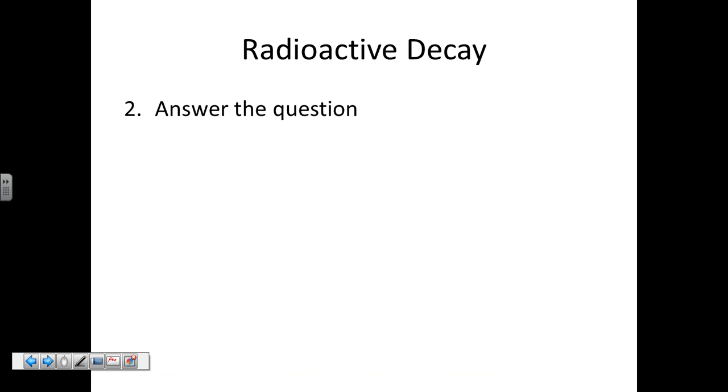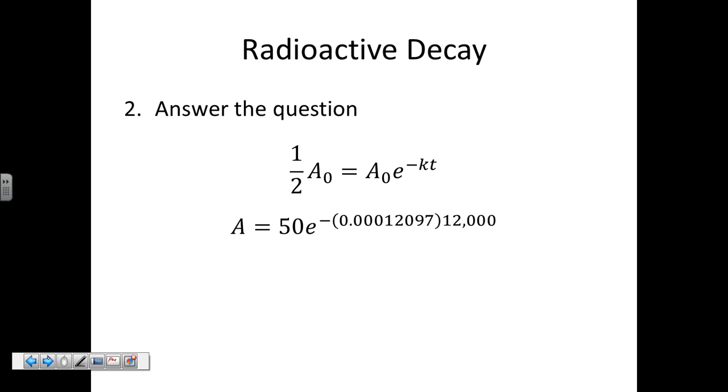Now I figured out what my K value is, so now it's time to actually answer the question, how much of this 50-gram sample is left? So I go back to my original equation. Oh, I got that 1/2 there. That shouldn't be there, but it's right in this one. So I'm solving for my amount. It's equal to 50 grams. That's what I'm starting out with. E to my negative KT.